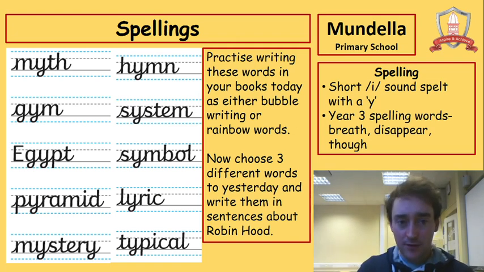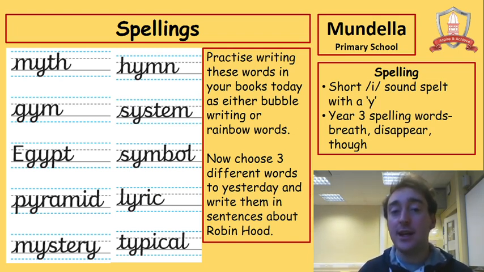Okay, here are our spellings again. I want you to practice writing these words in your books either as bubble writing or as rainbow words. So if it's rainbow words, you might need a few different coloured pencils to make it look nice in your books. And then, once you finish that, I want you to do a second thing.